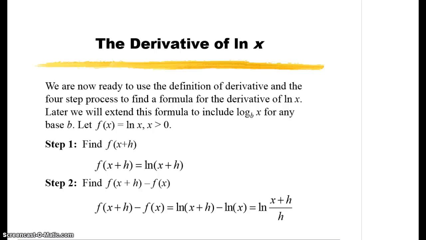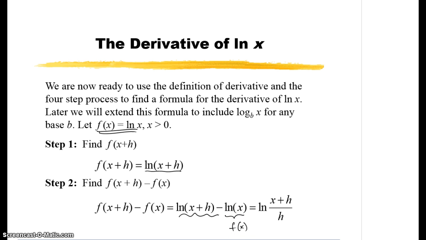Okay, so let f of x equal ln of x. That's for x bigger than 0. That's assumed. Then, using the four-step process, the first step is to find f of x plus h. Well, once again, replace x with x plus h. So this will be ln of x plus h. Step 2 is to find f of x plus h minus f of x. So from ln of x plus h, subtract the original function, ln of x.